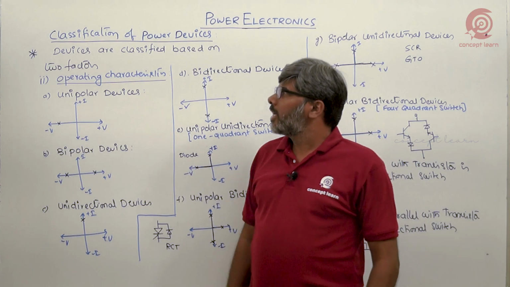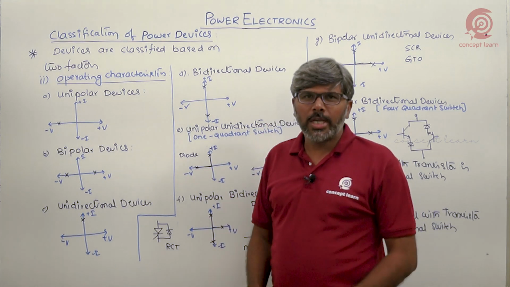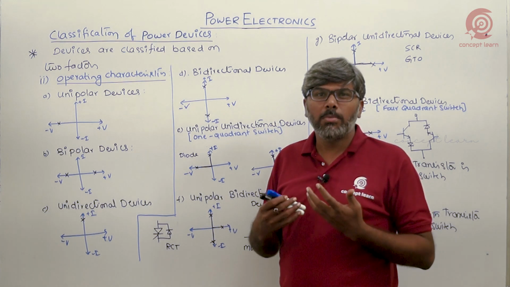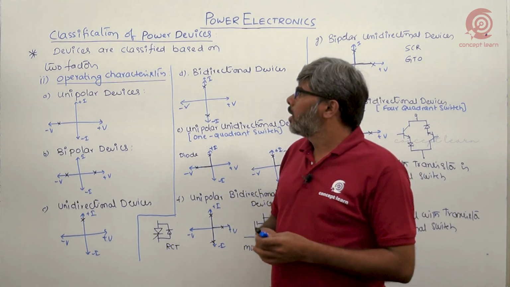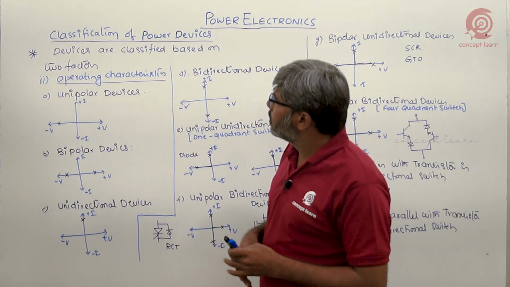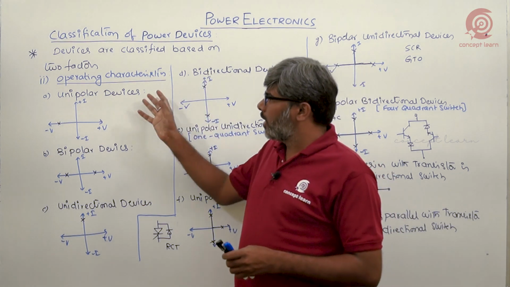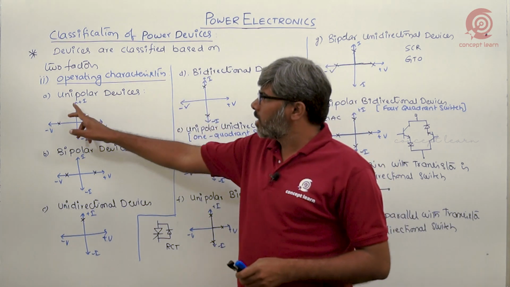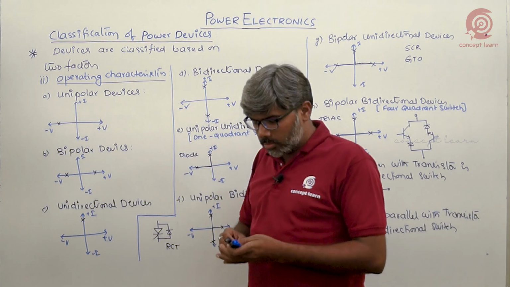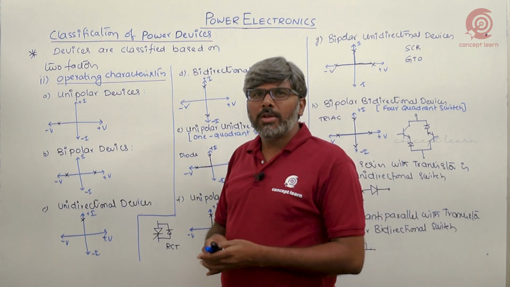The second classification is based on operating characteristics, that is, operating points of the devices. Based on this, the devices are classified in this way. The first is unipolar devices. What is meant by unipolar devices?